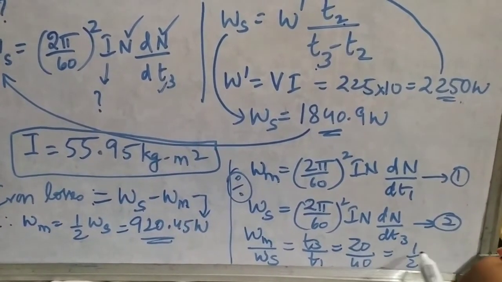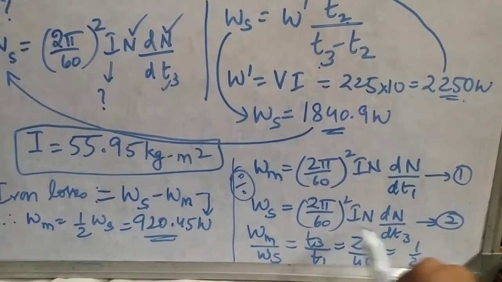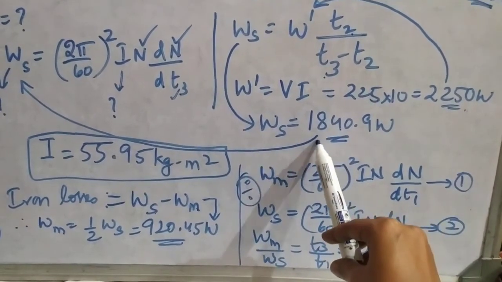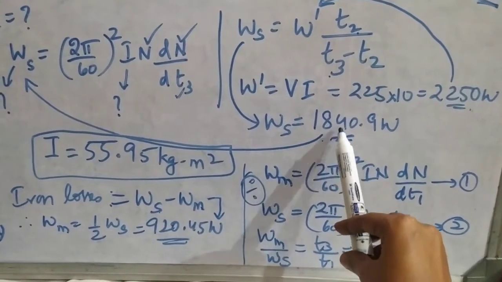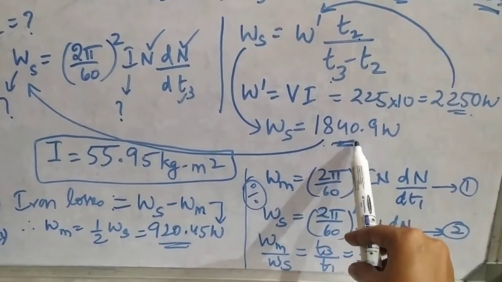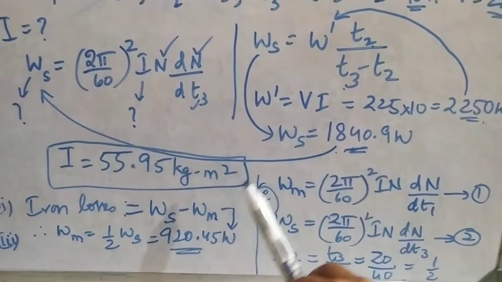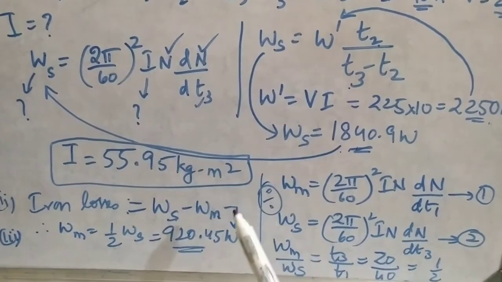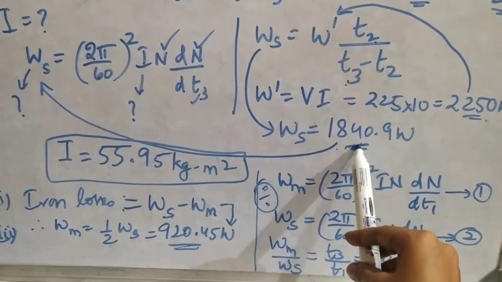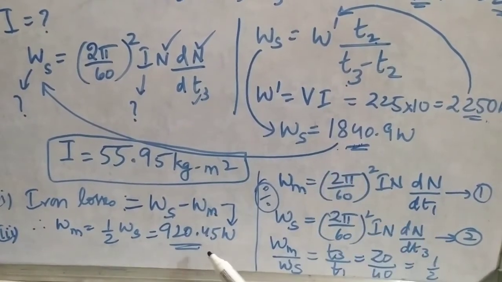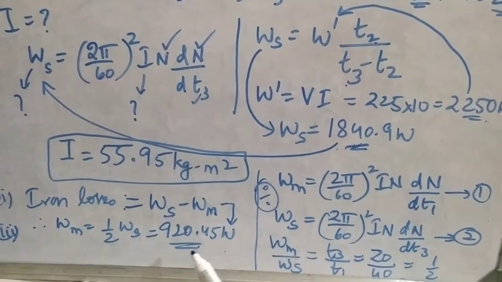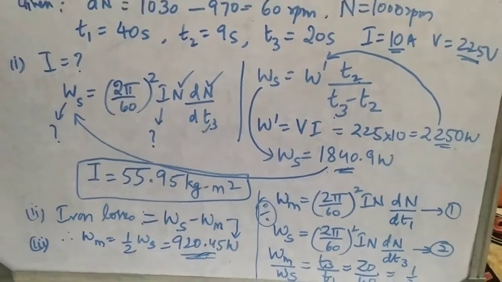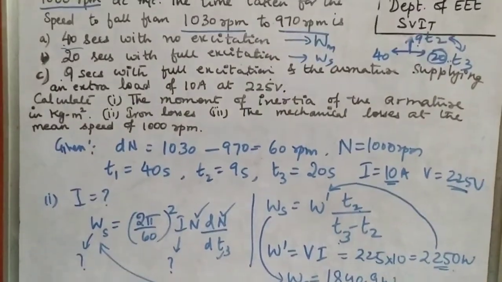When you solve this, we will get half. Therefore Wm is equal to half of the stray loss. Whatever stray loss you have got here, make it half of it. We'll get the value as 920.45 watts. That will be the mechanical loss. Similarly, for the iron loss, when you take the difference between 1840.9 and 920.45, again we will get the same answer, that is 920.45 watts. This is how we have to solve the problem.